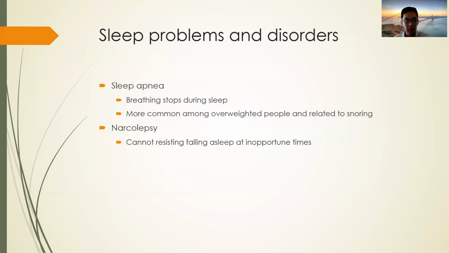And another sleep problem is called narcolepsy. It's like the opposite of insomnia. So narcolepsy is the symptom that people suddenly fall asleep when they shouldn't. They cannot control that. So normally people can control when to sleep and when not to sleep. But people with narcolepsy just fall asleep on every occasion, at inappropriate times.